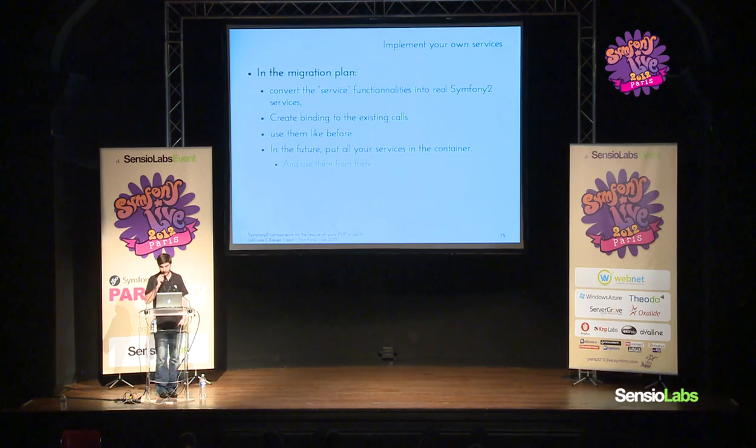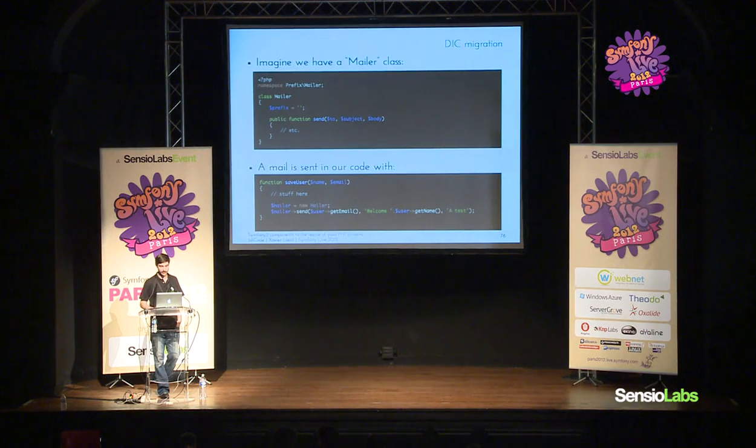So how do we use this dependency injection container? How do we integrate it in our system? First, you will have to convert the functionalities that you had into services. And then you will have to create bindings between the old way to use these services and the new way you want to use it. So I will take an example, it will be faster.